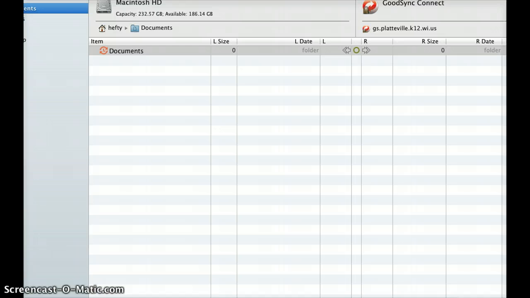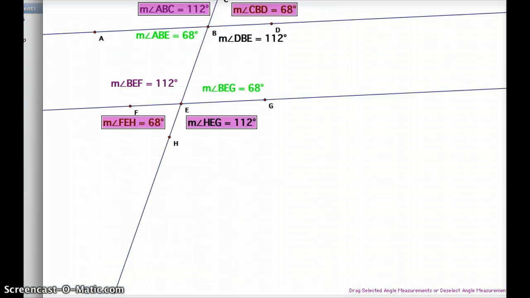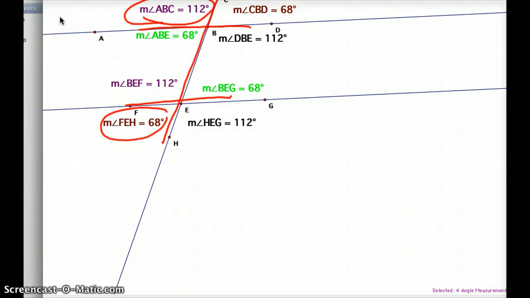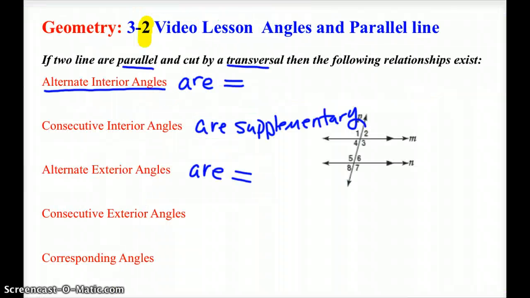Next, I'm looking at my consecutive exterior angles. Oops, I'm losing stuff, guys. There we go. Here are my parallel lines, there's my transversal, and they're on the same side of the transversal. So I'm looking at this one, 68, and at that one, 112. So what's the deal there? Do people see that those add up to 180? So my consecutive exterior angles, when I have parallel lines, are going to be supplementary.